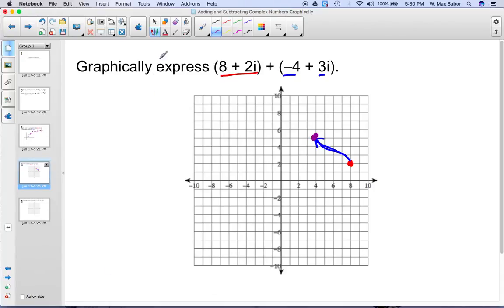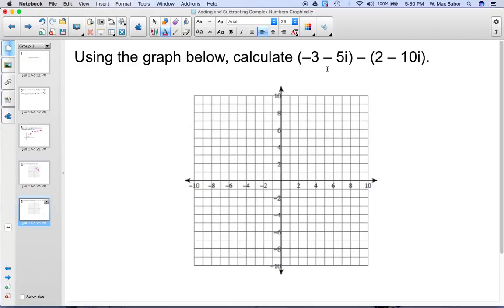And I would like you, when you're writing these, to draw the initial point and the final point, and then label the final point as whatever it is, in this case 4 plus 5i. And if you did this out, you would see 8 minus 4 gives you 4, 2i plus 3i gives you 5i, so it works out, but this is what it means graphically.